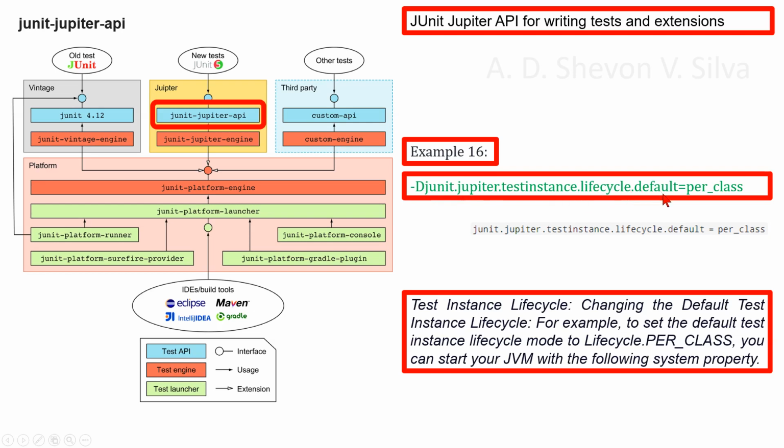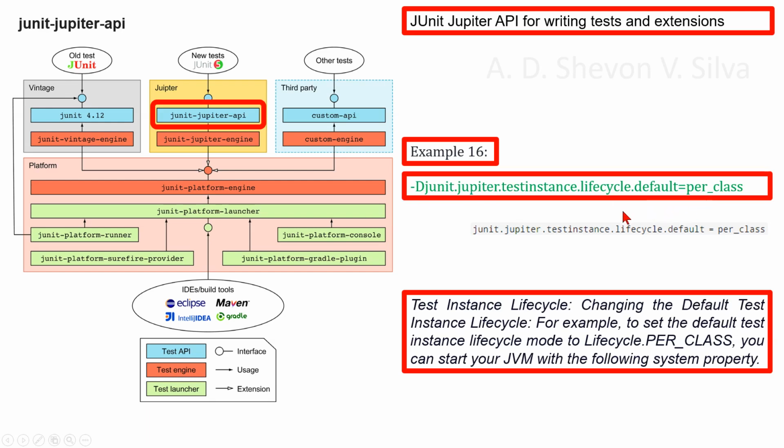Set the lifecycle default configuration parameter to the name of an enum constant defined in the test instance lifecycle. Ignoring case, this can be supplied as a JVM system property, as a configuration parameter in the launcher discovery request that is passed to the launcher, or via the JUnit platform configuration file. For example, to set the default test instance lifecycle mode to lifecycle per class, you can start your JVM with the following system property here.